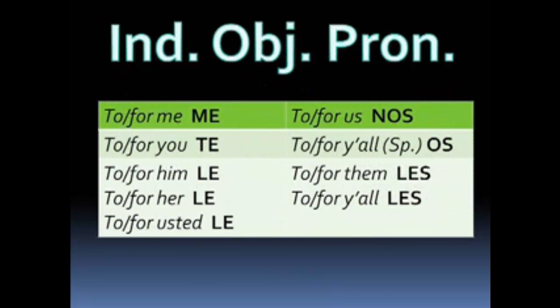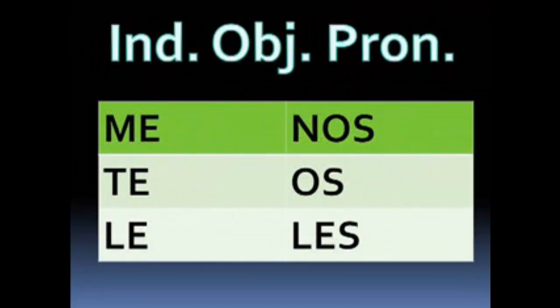To or for me, me. To or for you, informal, talking to a friend, te. To or for him, her, or usted, the you formal, le. To or for us, nos. To or for y'all, the informal, it's used in Spain. I don't deal with it too much in these podcasts. To or for y'all, os, O-S. To or for them or y'all, the plural third person, les. Me, te, le, nos, os, les.